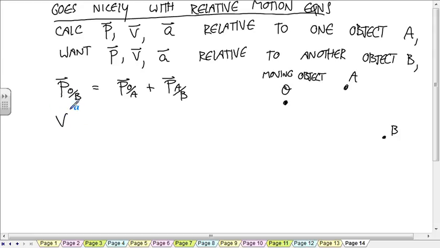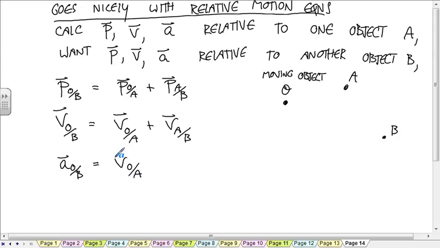Okay, so the velocity and acceleration equations look similar. The velocity vector of O relative to B is equal to the velocity of O relative to A plus the velocity vector of A relative to B. And acceleration, O relative to B is equal to O relative to A plus, sorry, those should be accelerations, A relative to B.